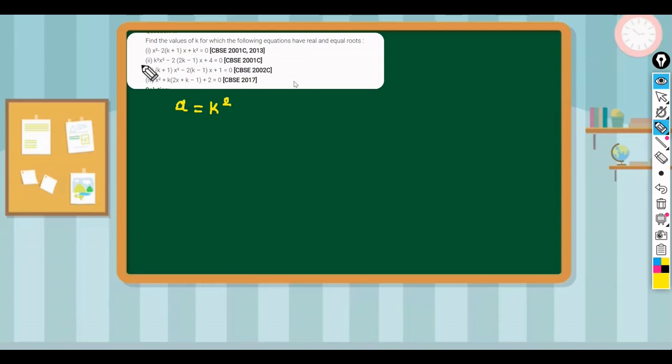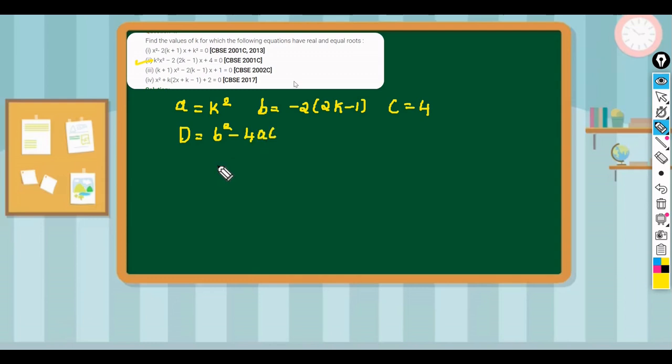So if you look at the question, a is equal to k square. And what is b value? B value is minus 2 into 2k minus 1. And what is c value? C is equal to 4. Let's find out d now.